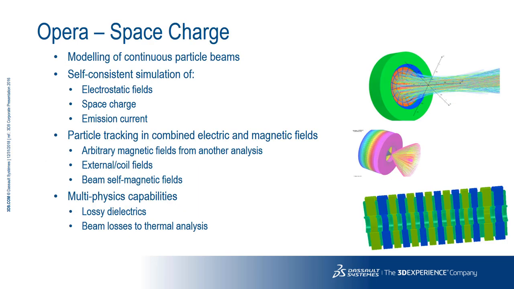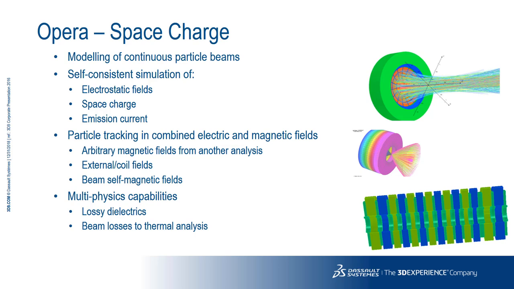Our Opera 3D space charge module uses a finite element method to model the emission and transport of continuous particle beams. Using a nonlinear iterative solution method, Opera generates a self-consistent solution for the electrostatic fields, space charge distribution, and emission current. Particle trajectories are computed under the influence of both electric fields and magnetic fields. These magnetic fields can be generated in a number of ways, from a simple applied uniform field, electromagnetic coils, to arbitrary field distributions imported from a magnetostatic analysis from, for example, the Opera magnetostatic solver.